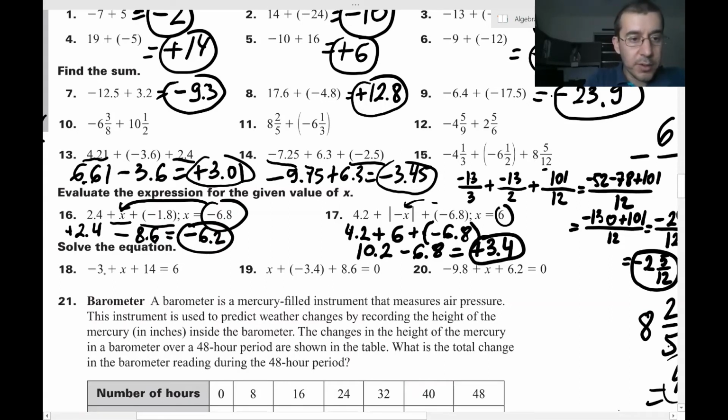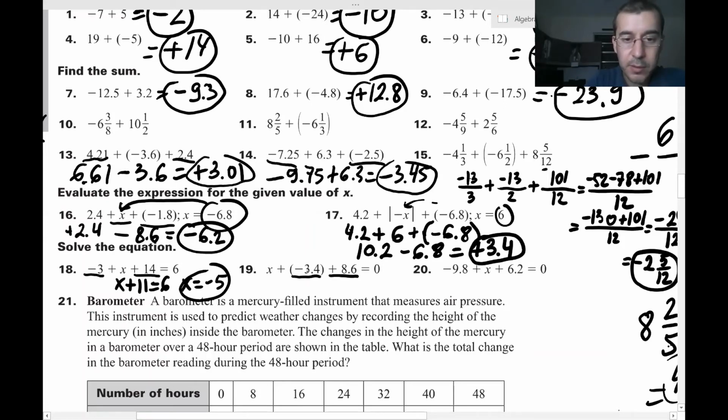Solve the equation 18. We are solving for x. We are adding up the two numbers. So 14 minus 3 is 11. So we have x plus 11 equals 6, or just x equals 6 minus 11, because when plus 11 goes to the other side of the equal sign it's going to be minus 11. So 6 minus 11 is minus 5. X is minus 5. Number 19, we're adding up these two numbers.